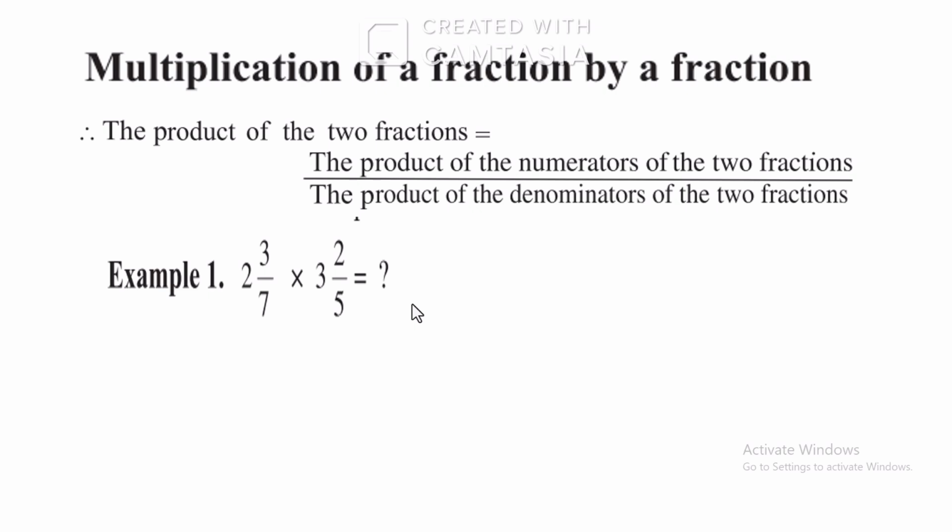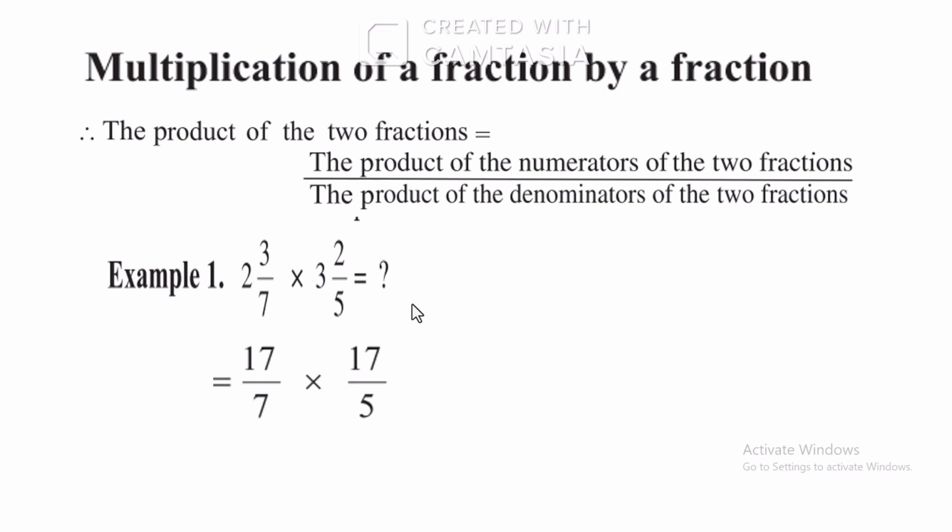You know, there are two mixed fractions, right? So first of all, we should express them as improper fractions. 7 into 2 is 14, 14 plus 3 is 17, so 17 divided by 7, multiplied by 3 into 5 is 15, 15 plus 2 is 17, so 17 by 5. So, 17 by 7 multiplied by 17 by 5.